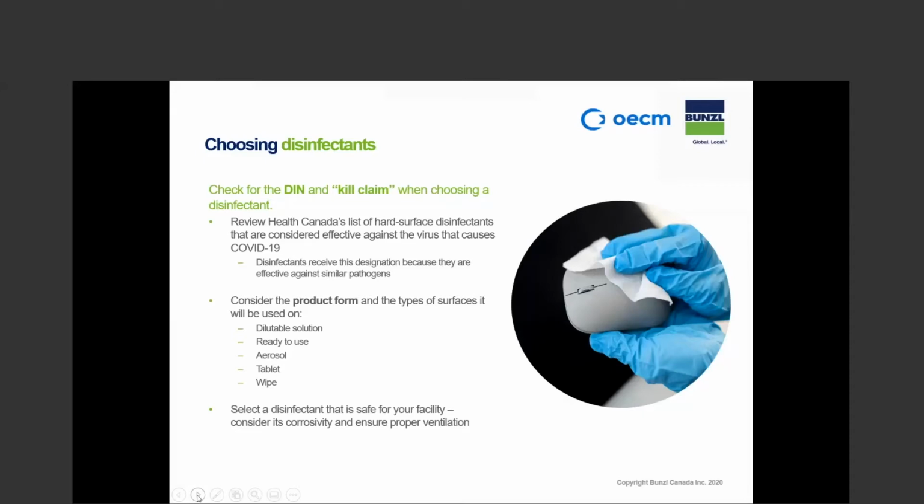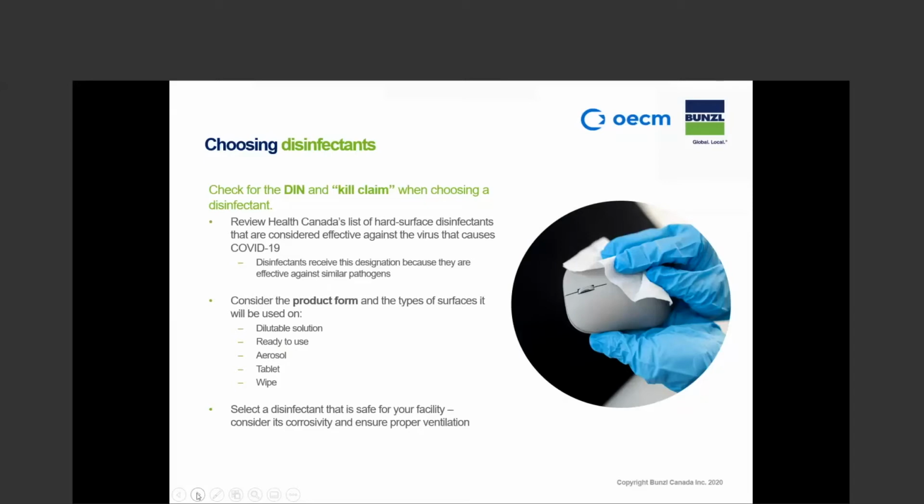Make sure you have good information because you need to know what, in fact, it will kill. And aside from that, other than COVID, quite frankly, the other key piece of information is the dwell time, or the contact time required. So we're going to touch on that a little bit later. But as I say, that list is up there on the Health Canada site, and that's a good starting point if you're looking for disinfectant. But please remember to dig a little deeper and make sure that you have all the information you need to properly use it and effectively use it.